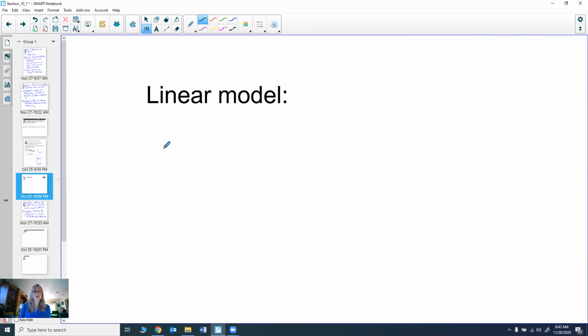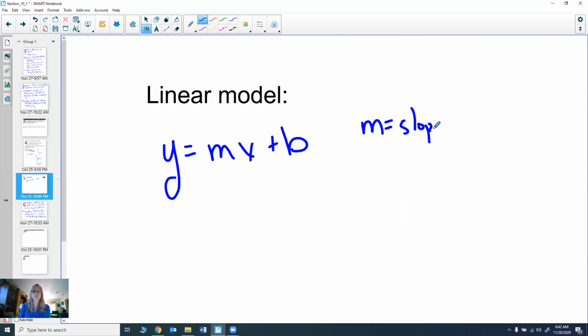Again, the linear equation in math classes is y equals mx plus b. And so all we need to do is figure out what m is. M is your slope. And b is your y-intercept.